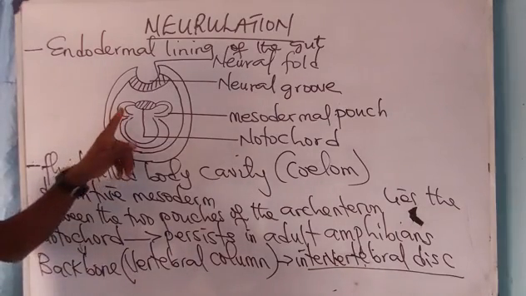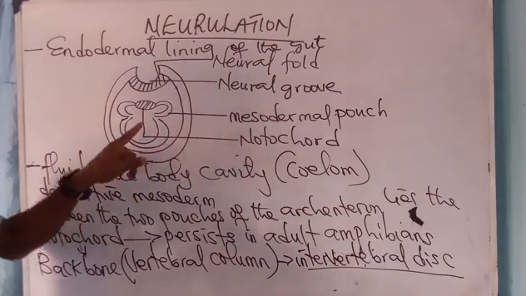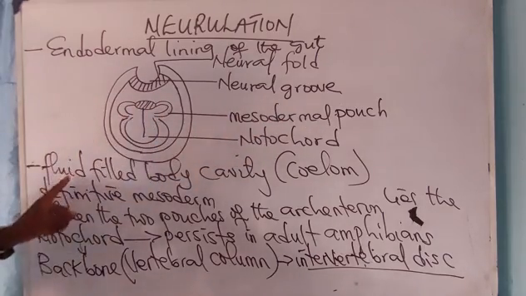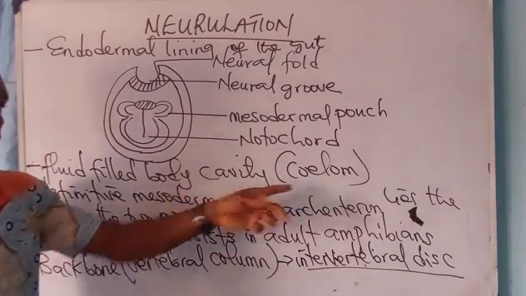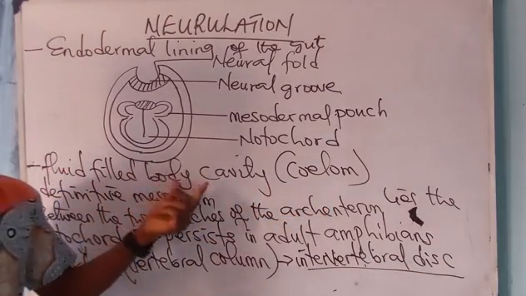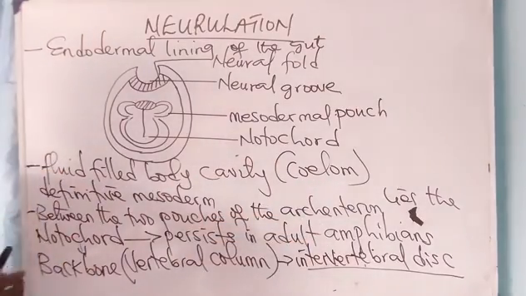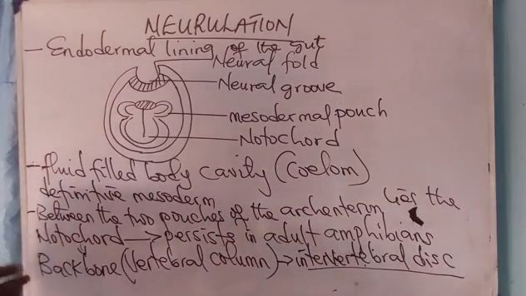Now I said the cavity of the pouches is made up of what? Fluid. And this body cavity is called what? Coelom. And this coelom is made up of what? Fluid. Now, there are the rest parts of the archenteron wall.